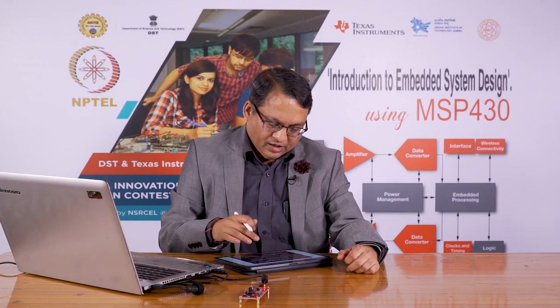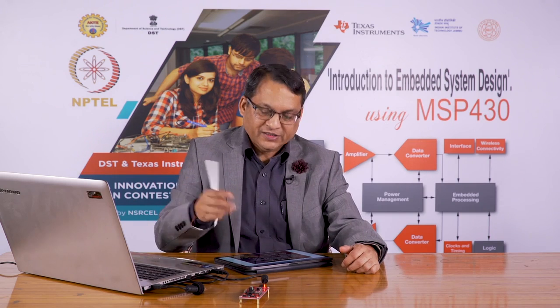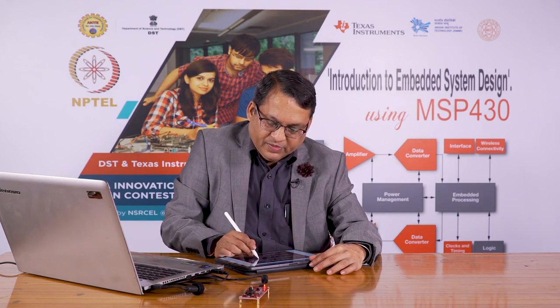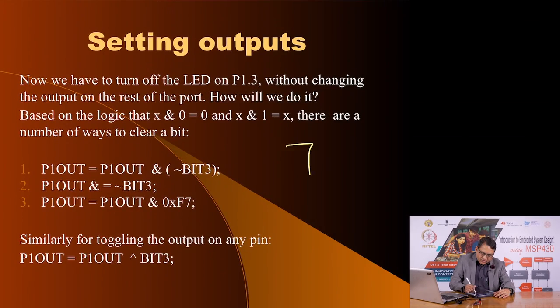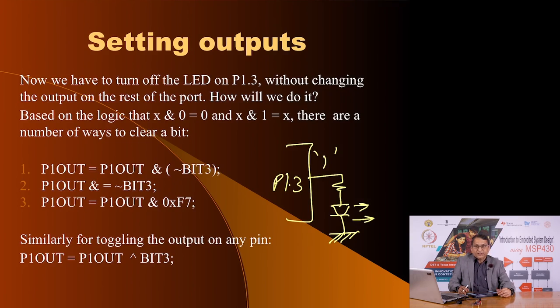Now, we have seen how to make a bit 1 or 0 on any of the port pins. Let us look at how we turn that LED on. The basic assumption is that on our port, in this case P1.3, our LED is connected like this, which means if the bit is 1, the LED will glow. If the P1.3 bit is 0, it will turn off. Now, we want to turn off the LED. We do not know the previous value, whether the LED was on or off. How do you ensure that we turn off that LED?